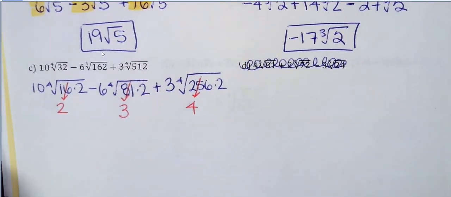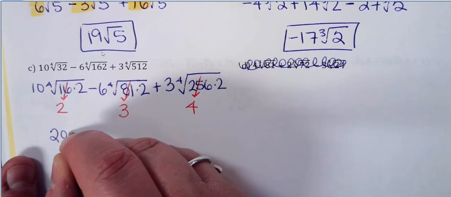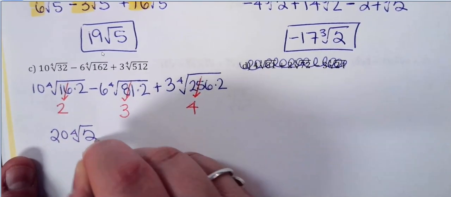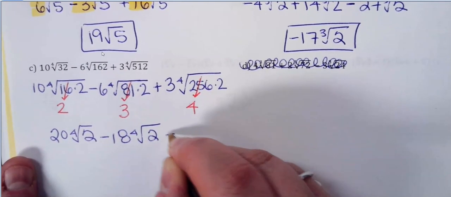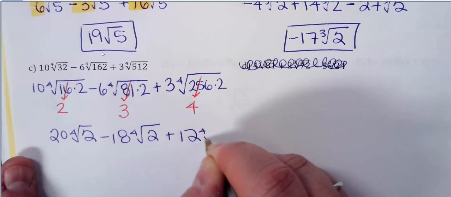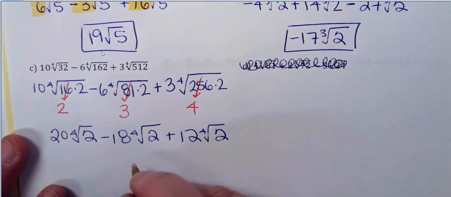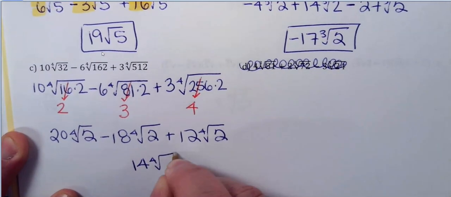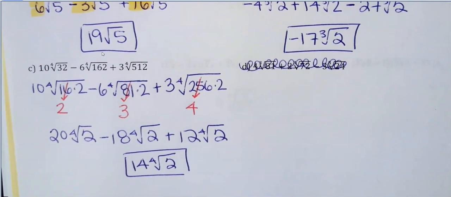Once you're there, then this is super similar to all the other questions we've just looked at, just working with a 4th root. So this would be 20 4th roots of 2 minus 18 4th roots of 2, and then plus 12 4th roots of 2. Take the numbers in front, add them up. So 20 minus 18 would be 2, and then add 12, so we should get 14 4th roots of 2, all simplified. The key is just breaking down the radicals and seeing where you can go from there.